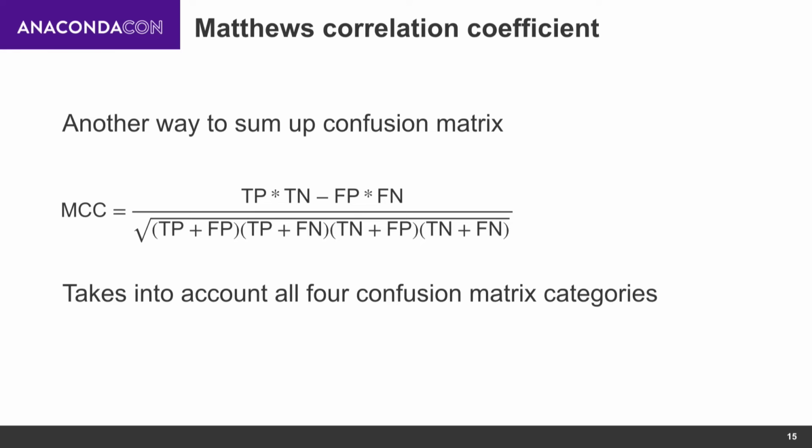Another way to summarize a confusion matrix is called the Matthews correlation coefficient. What's important to notice about this formula is that it takes into account all 4 cells of the confusion matrix. And this is important because it makes it different from the F1 score and gives it some nice properties. I'm going to show you with examples.